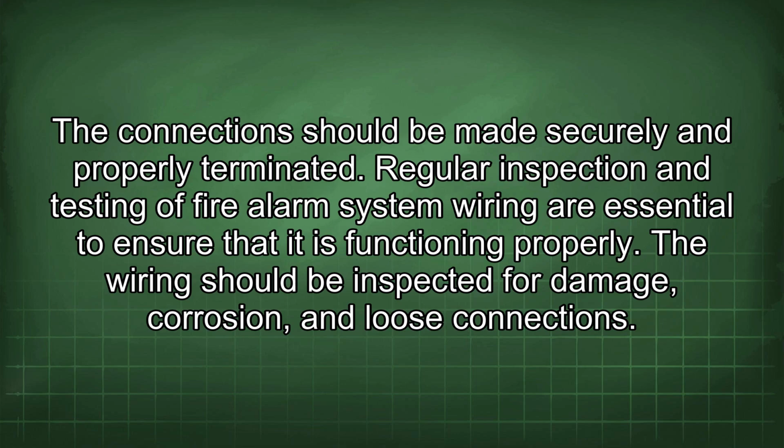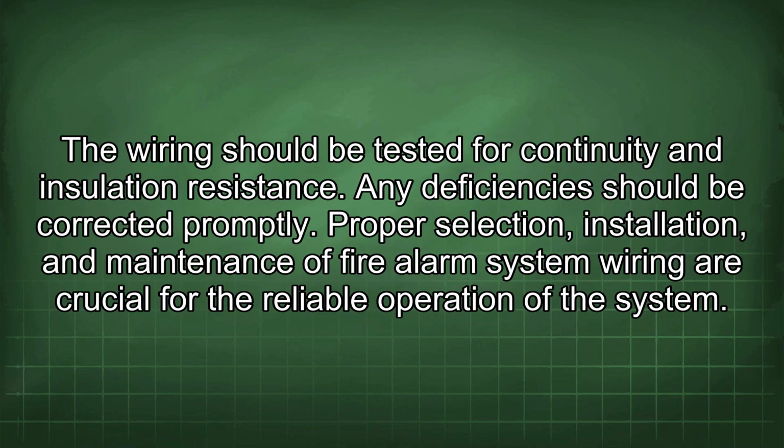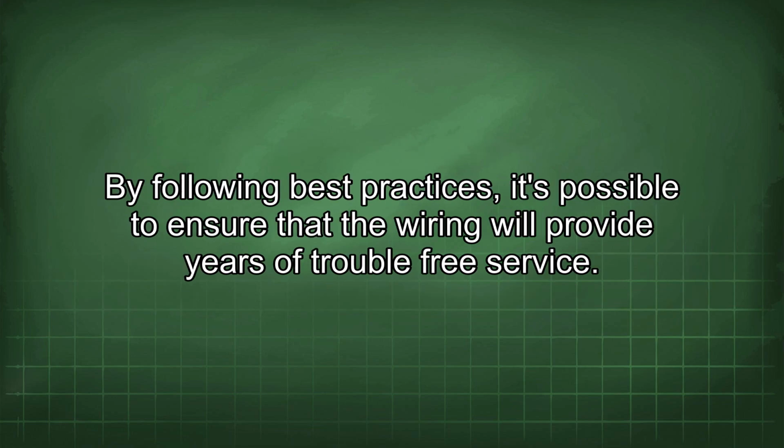Regular inspection and testing of fire alarm system wiring are essential to ensure that it is functioning properly. The wiring should be inspected for damage, corrosion, and loose connections. The wiring should be tested for continuity and insulation resistance. Any deficiencies should be corrected promptly. Proper selection, installation, and maintenance of fire alarm system wiring are crucial for the reliable operation of the system. By following best practices, it's possible to ensure that the wiring will provide years of trouble-free service.